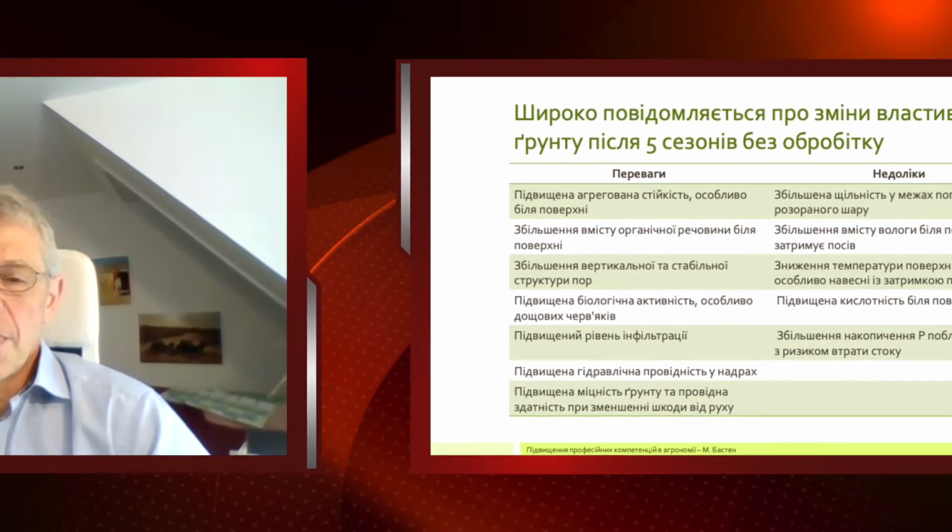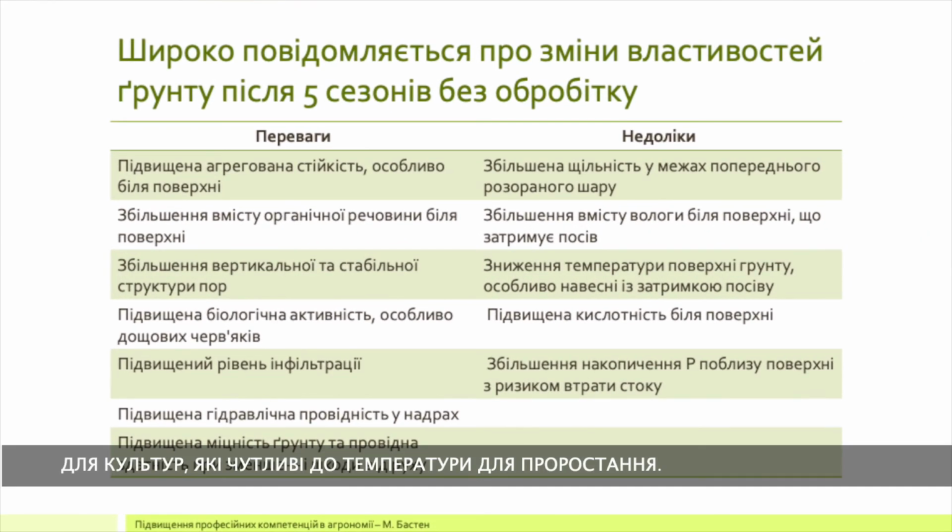A higher bulk density is not always a disadvantage. We see increased moisture content near the surface, but this can delay the seeding because of the temperature, and also because maybe the soil is just too wet. So that's definitely an unwanted effect of no or low till. Reduced soil temperature can also delay seeding for, let's say, crops which are temperature sensitive for germination.